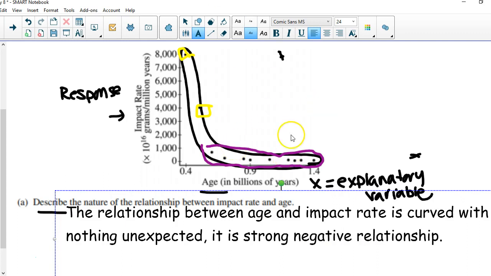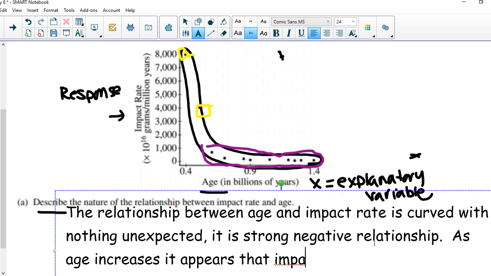So this took care of the shape, anything unexpected, the direction, and the strength. SUDS. Remember, the strength is that oval test. How tight is the oval? And that oval is very tight, and that's why we say it's strong. Then we're going to just put a basic conclude statement. As age increases, it appears that impact rate goes down.